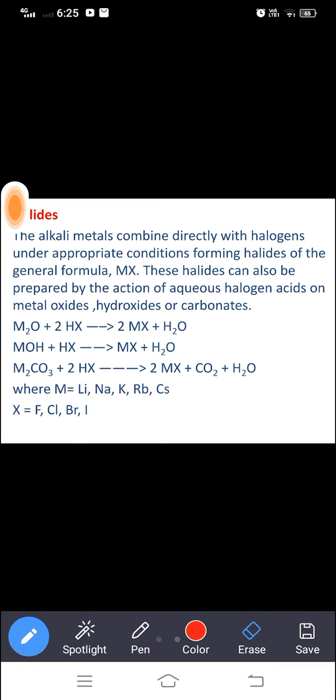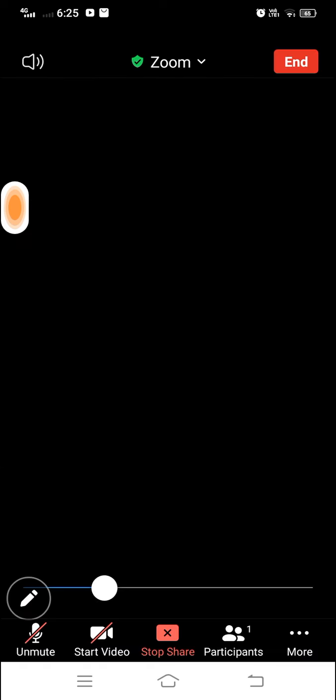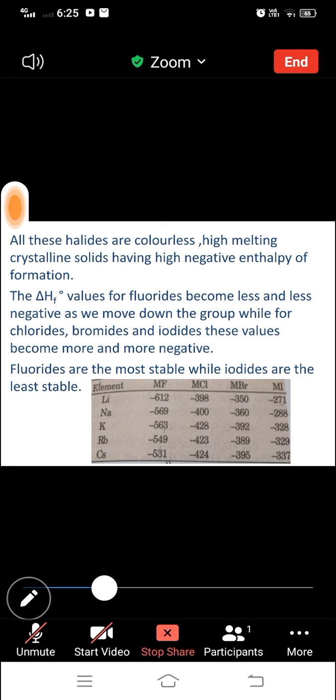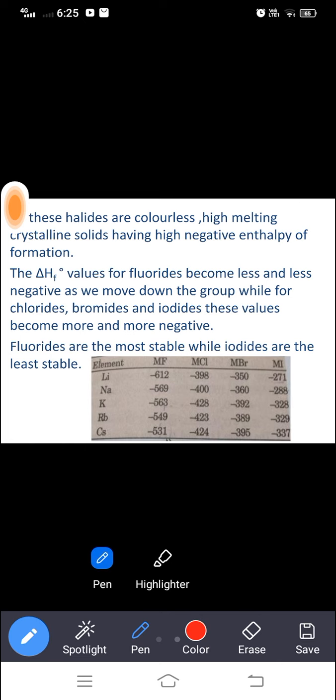So here the M represents the alkali metals like lithium, sodium, potassium, rubidium and cesium. All these halides are colorless, and they are high melting crystalline solids.